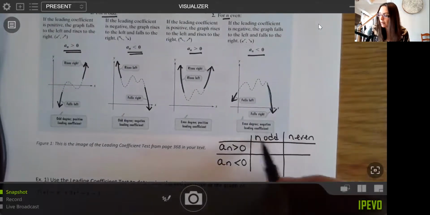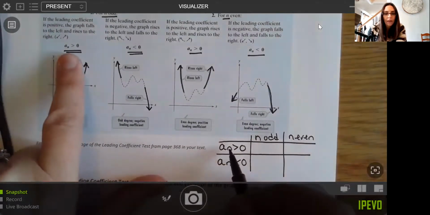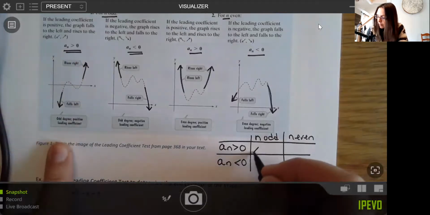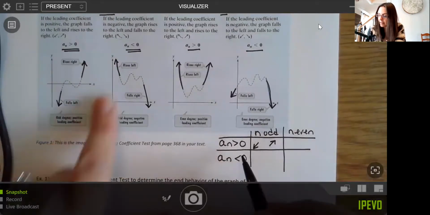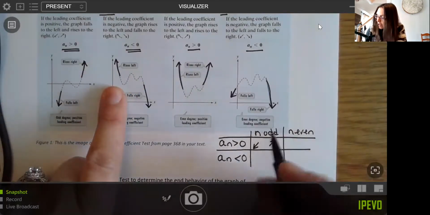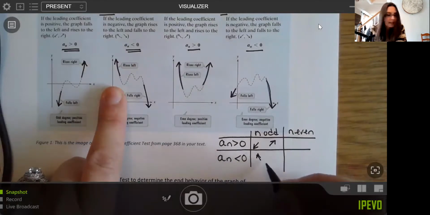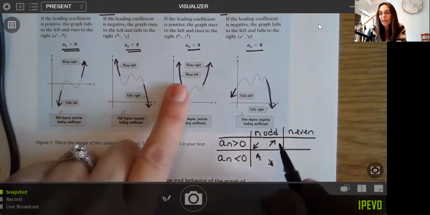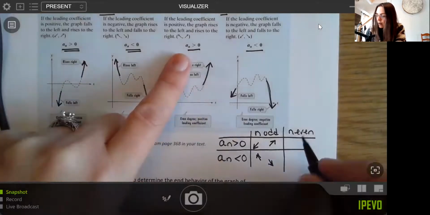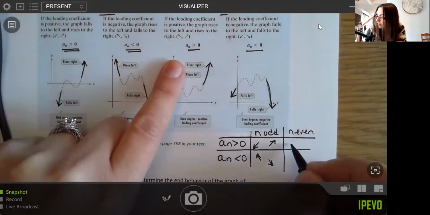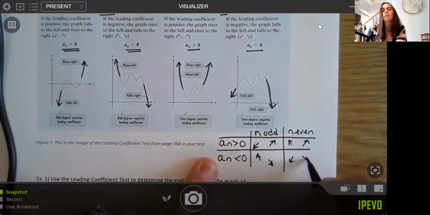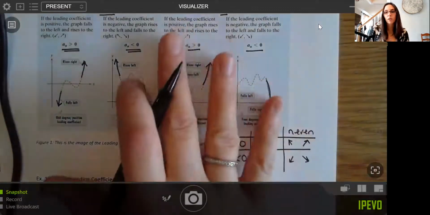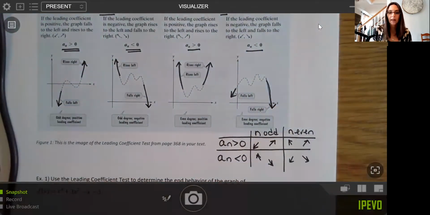So if n is odd and your A is positive, then what happens is the left side goes down and the right side goes up. If your n is odd and your A is negative, it's going to be the opposite way. That left side goes up and the right side goes down. If your n is even, they're going in the same direction. If it's positive, they're both going up. And if it's negative, they're both going down. So this chart here says the same thing as the pictures do. And whatever you find most helpful, you can go ahead and use that.